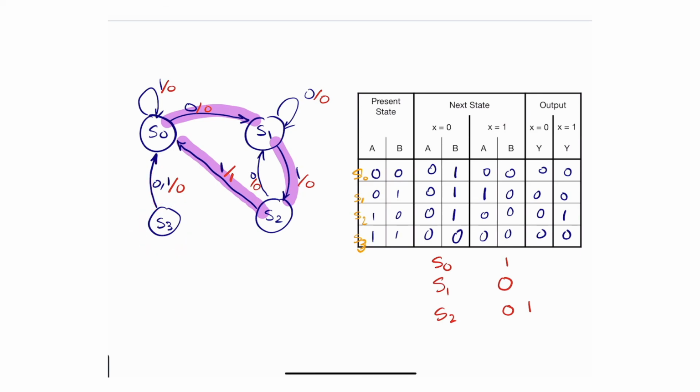But anyway, what is the purpose of this particular circuit? Well, it seems to be detecting a sequence of 0 in the input, followed by a 1, followed by a 1. So it is a 0, 1, 1 sequence detector. That is very similar to the example one that we've seen.